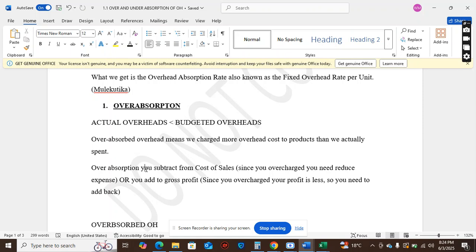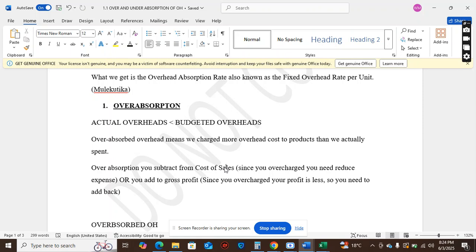There are two ways you can make this adjustment. First, you can subtract the over-absorption from the cost of sales, for the goods that you produced and sold. Why subtract from the cost of sales? Since you've over-absorbed, you've overcharged, so it means your cost of sales is inflated. You have to reduce that inflated cost of sales by subtracting the over-absorbed overheads.